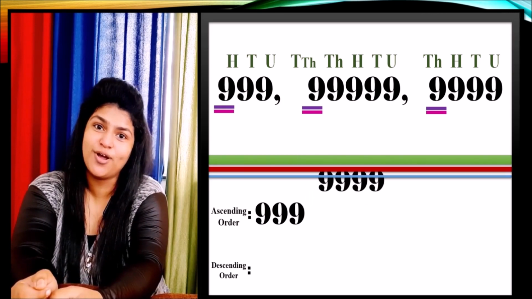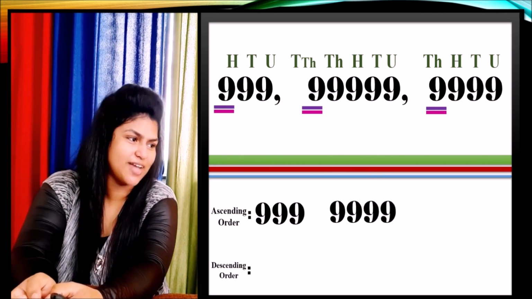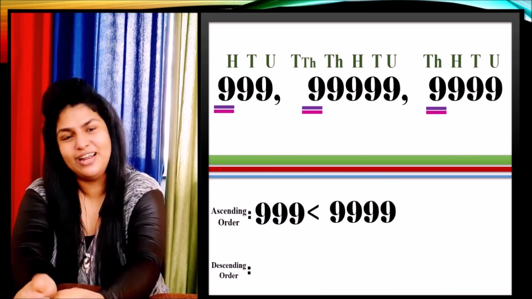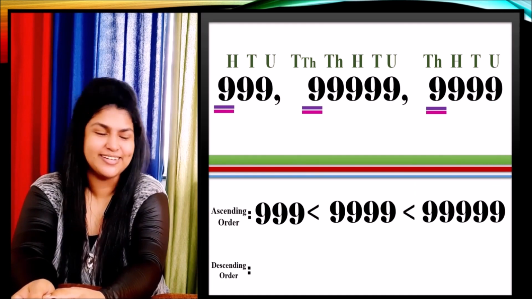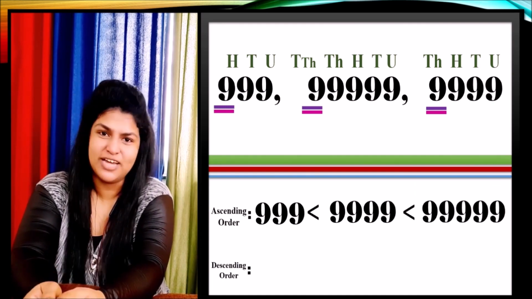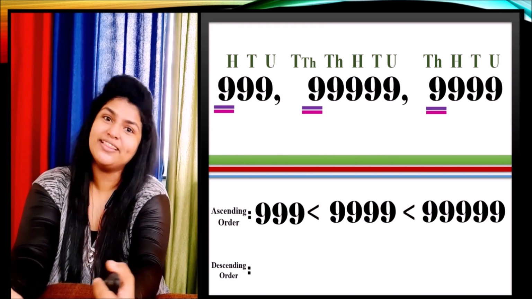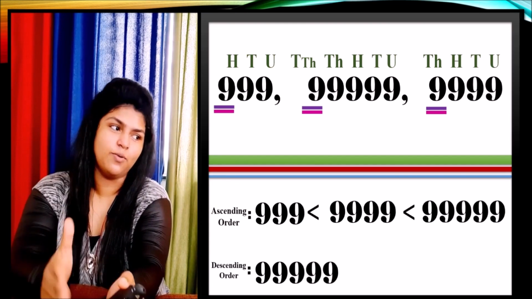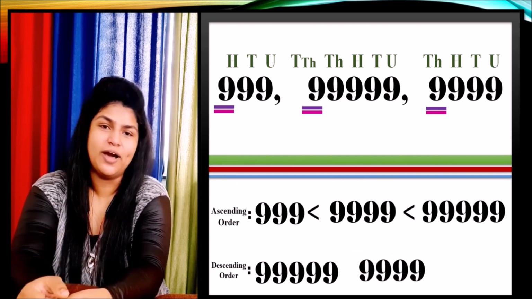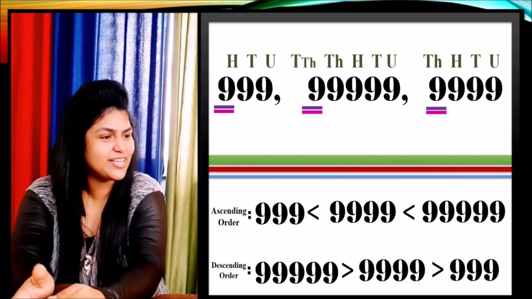And after that, which is the smallest one? The one in the thousands place. So you will write 9,999. And finally, you will write 99,999. So once you've done that, you got your ascending order. Finish. Then quickly write the descending, just the opposite. Write the biggest number first, then the one in the thousands, and then the one with just the hundreds. Over. Let's go to the next one.